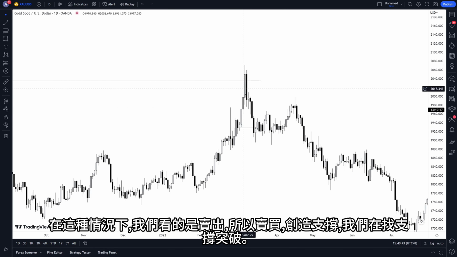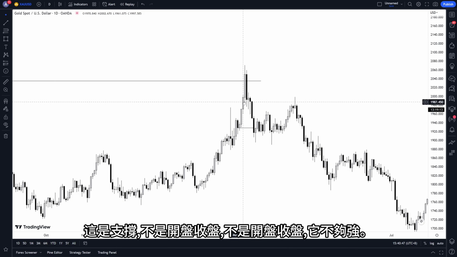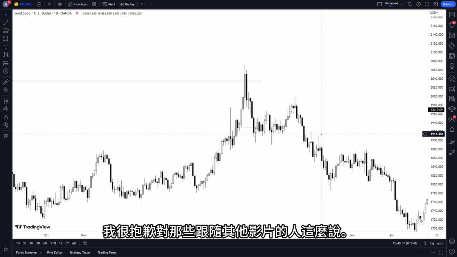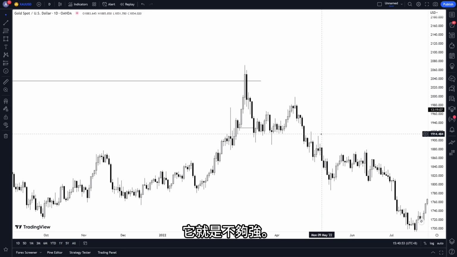In this case, we're looking at sell, so sell buy creates support. We're looking for a support break. This is the support, not open close, not open close. It's not strong enough, simply not strong enough. I'm sorry to say this to all you other guys out there who follow other methods. It's simply not strong enough.